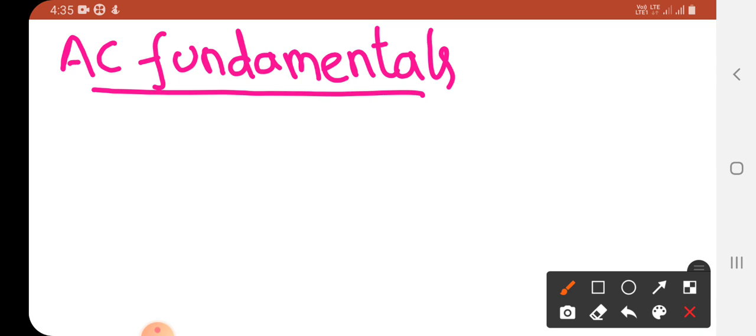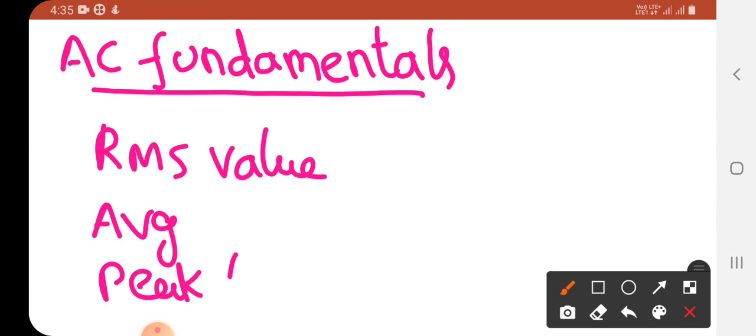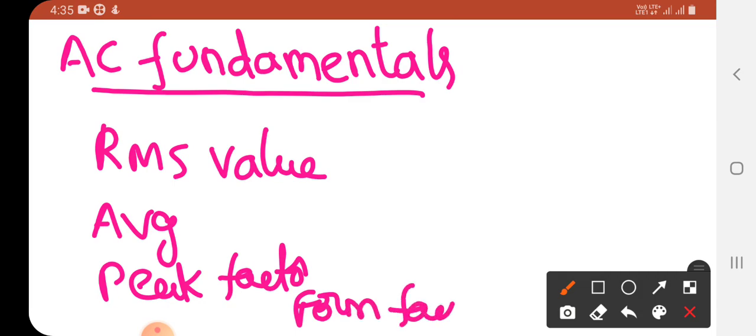So majorly two parts are there. The first part is how to find RMS value, average value, peak factor and form factor. That is RMS value, next average value, peak factor and form factor. Yes, I will discuss in part 1.